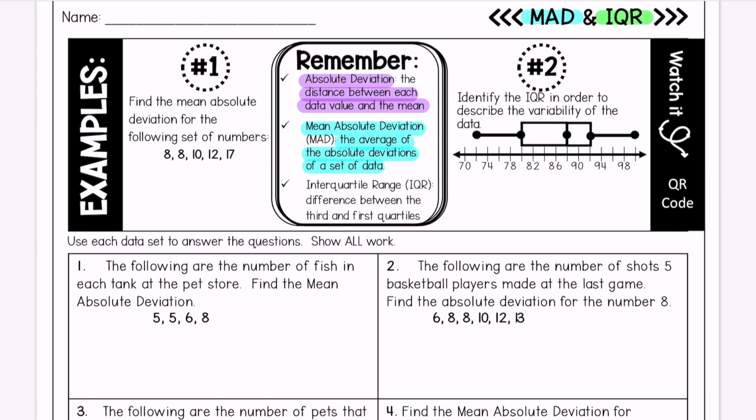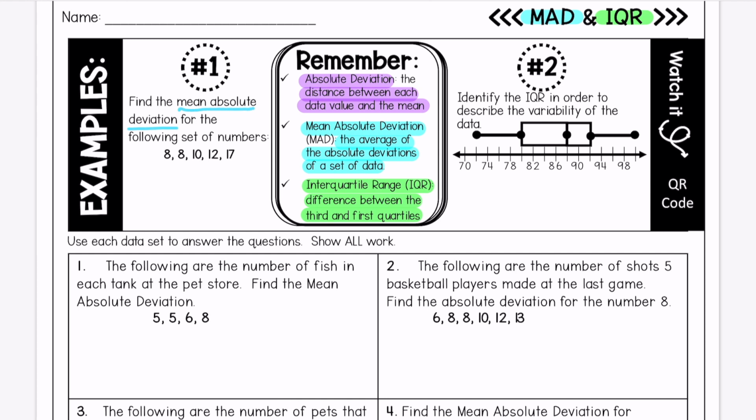So the hardest part about this lesson is understanding this vocabulary. Once you understand this, it will be fairly easy to compute. The IQR, the interquartile range, is the difference between the third quartile and the first quartile. And when we look at example 2, we'll be able to find those quartiles and subtract them. So now let's look at example number 1 here on the left, and we're going to be finding the mean absolute deviation, also known as the MAD.